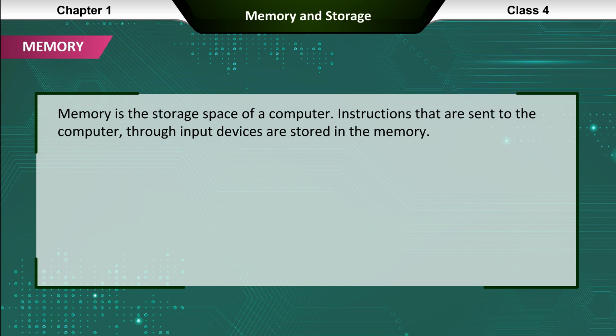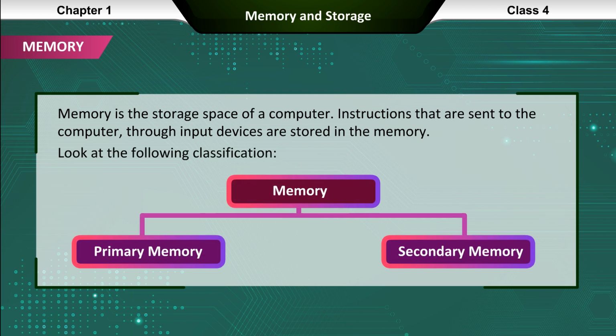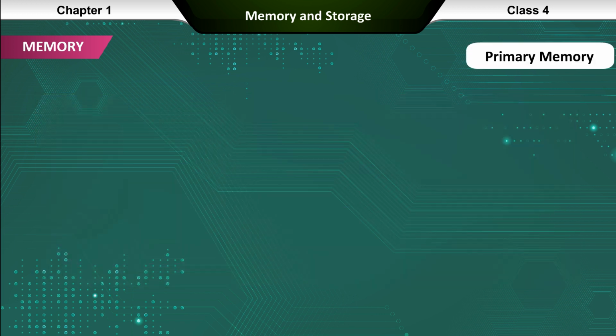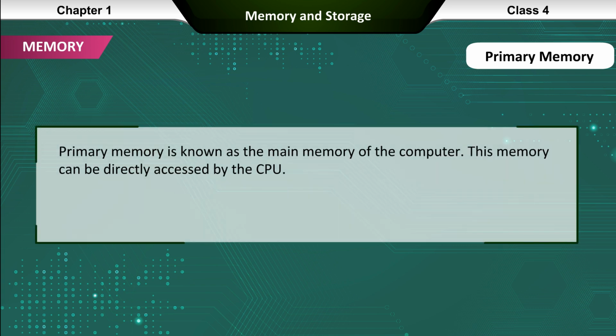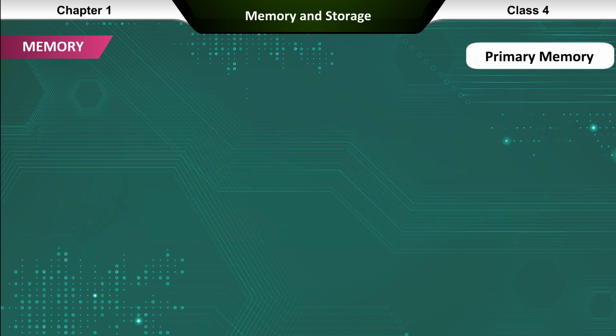Instructions that are sent to the computer through input devices are stored in the memory. Look at the following classification. Primary memory. Primary memory is known as the main memory of the computer. This memory can be directly accessed by the CPU. Primary memory is located on the motherboard of the computer. It is of two types, RAM and ROM.